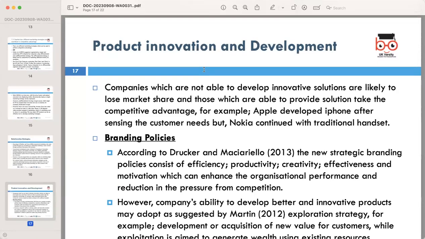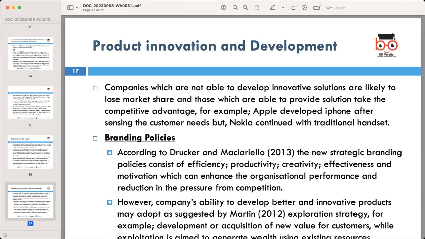Okay. So product innovation and development. Here we delve into the significance of product innovation, branding, and policies in achieving competitive advantage. Companies that fail to innovate may lose market share, while those providing innovative solutions gain a competitive edge. Apple's introduction of the iPhone is a prime example.